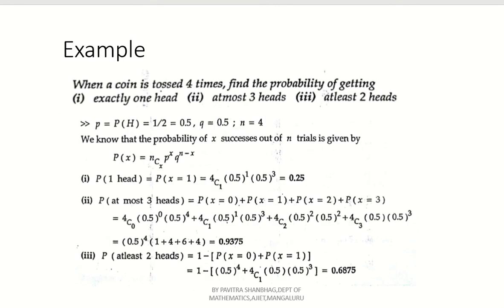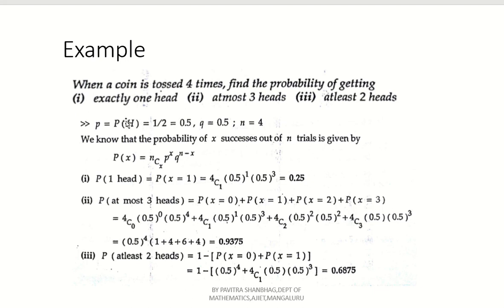Okay. Now, next problem. When a coin is tossed 4 times, find the probability of getting, first one, exactly 1 head, at most 3 heads, at least 2 heads. What is given here? When a coin is tossed 4 times, that means n equal to 4. And we are familiar with the probability of getting head or tail, whatever it may be, it is 1 by 2. So what is P?